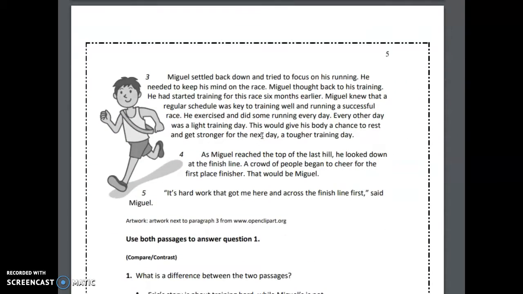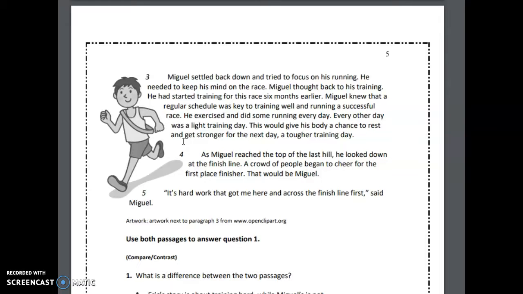Miguel settled down and tried to focus on his running. He needed to keep his mind on the race. Miguel thought back to his training. He had started training for this race 6 months earlier. Miguel knew that a regular schedule was key to training well and running a successful race. He exercised and did some running every day. Every other day was a light training day. This would give his body a chance to rest and get stronger for the next day, a tougher training day.